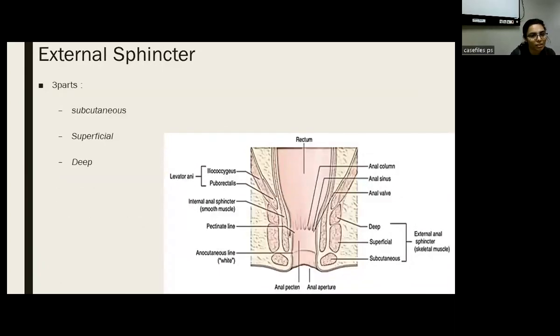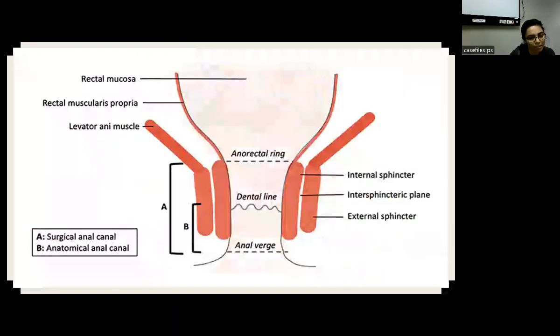Then there is the external sphincter, which consists of three parts: subcutaneous, superficial, and deep. This is the deep part, the superficial, and the subcutaneous part of the external sphincter. These are striated muscles.